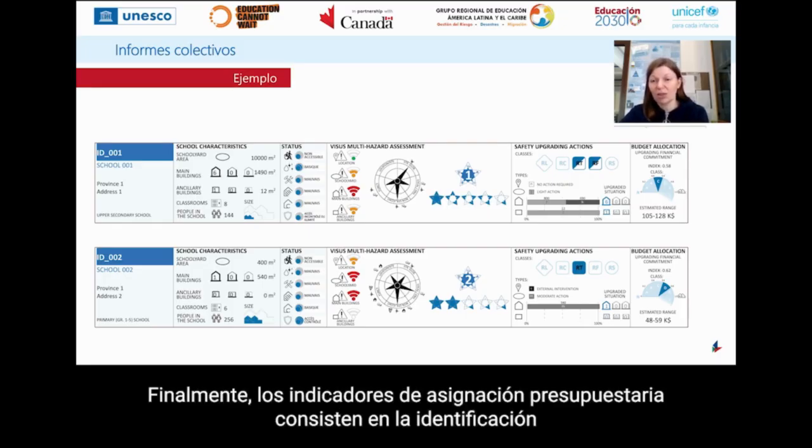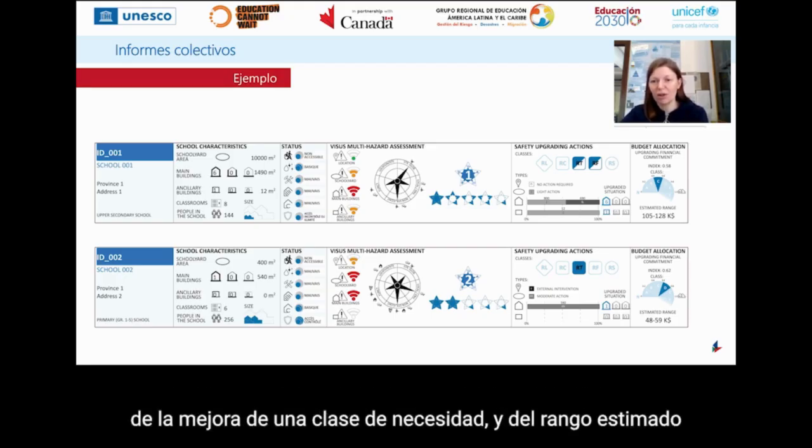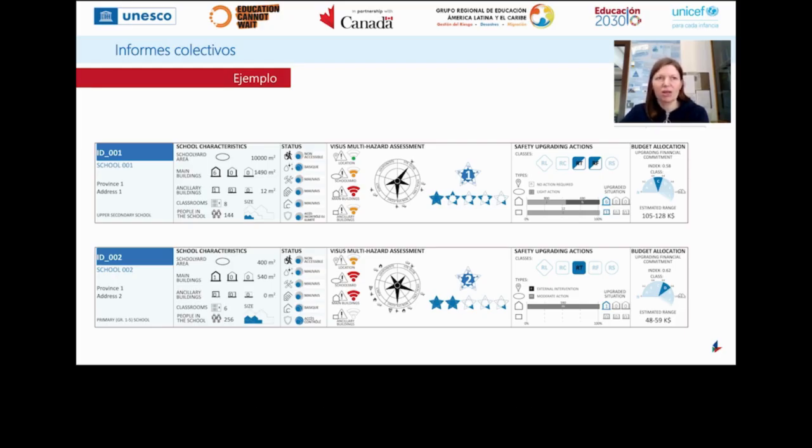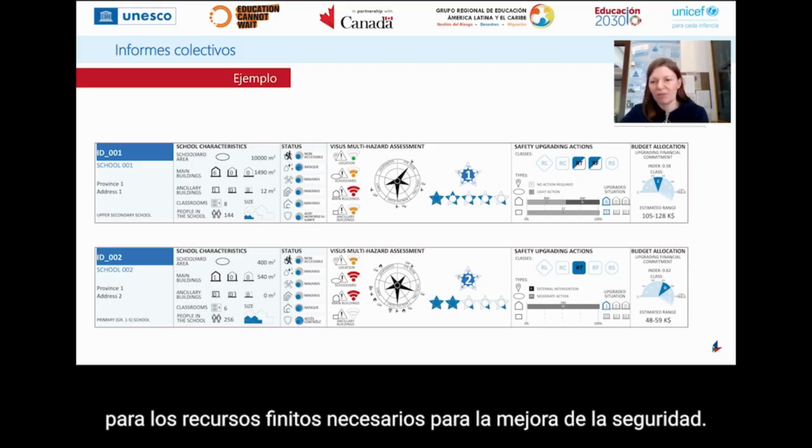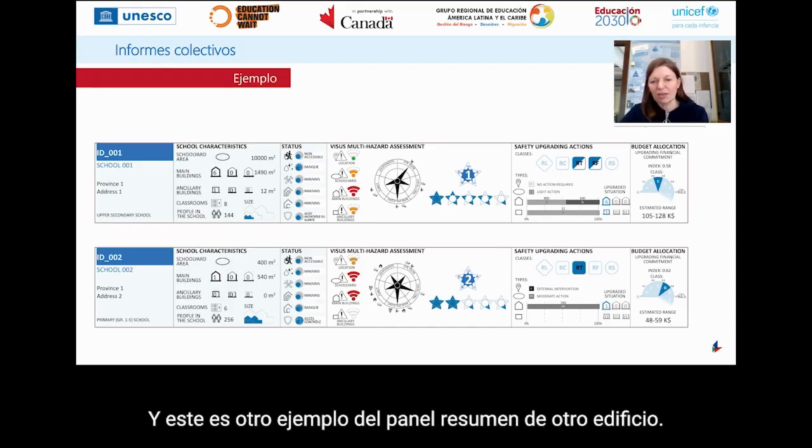Finally, the budget allocation indicators consist in the identification of the upgrading requirement class and of the estimated range for the final resources required for the safety upgrading. And this is another example of a summary panel for another building.